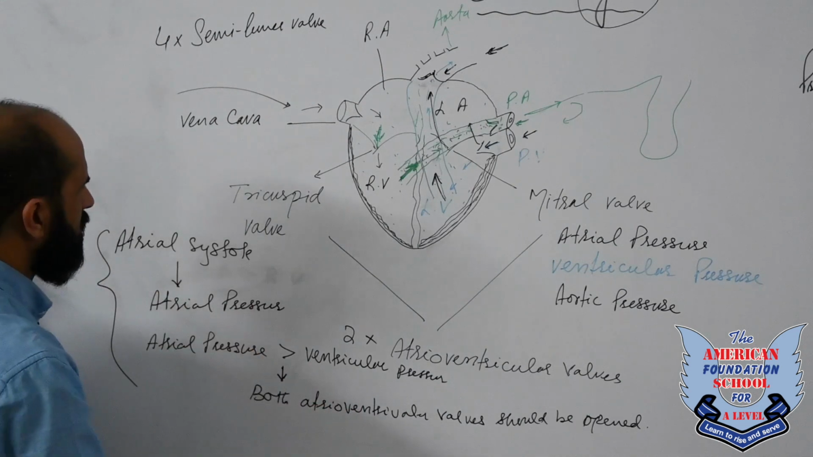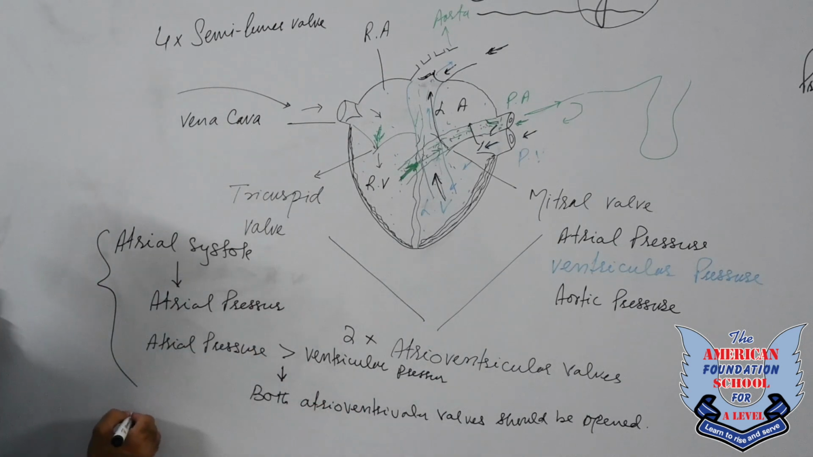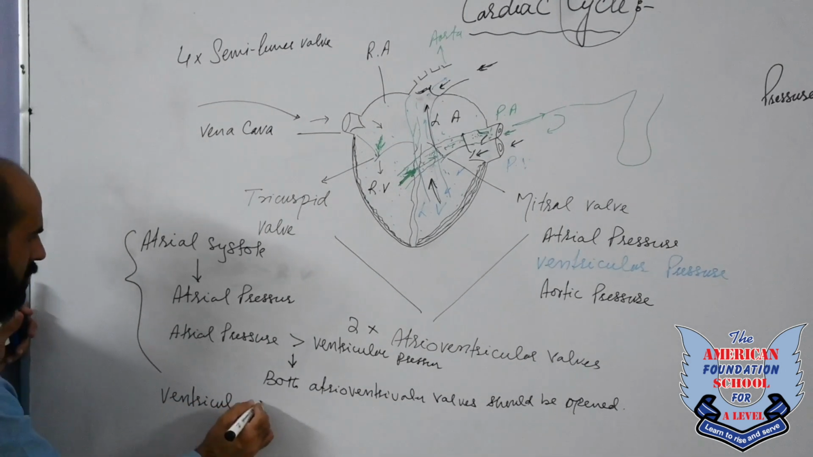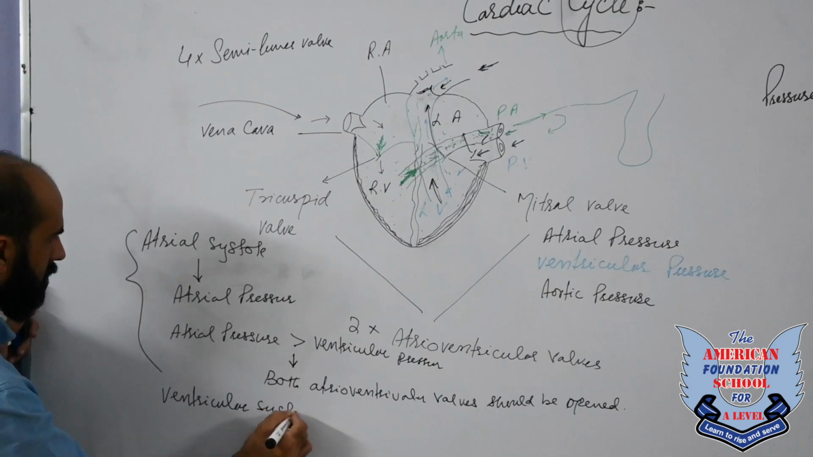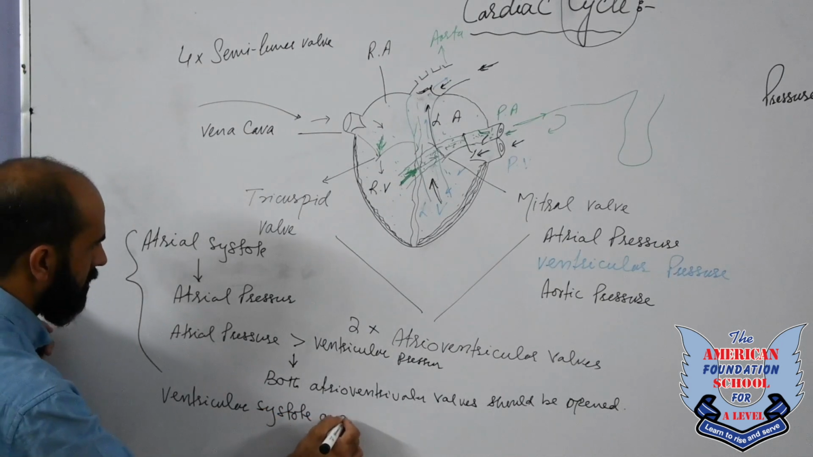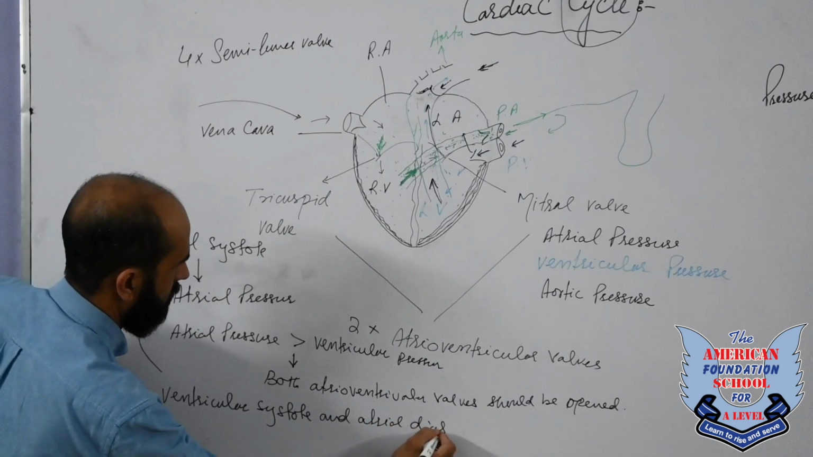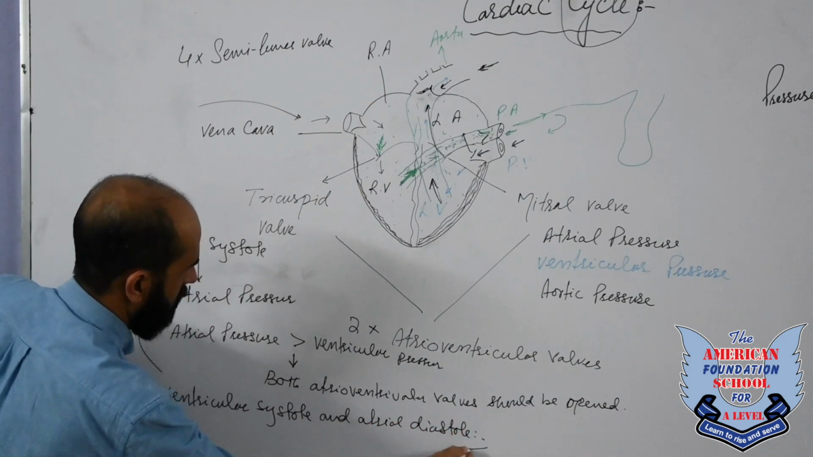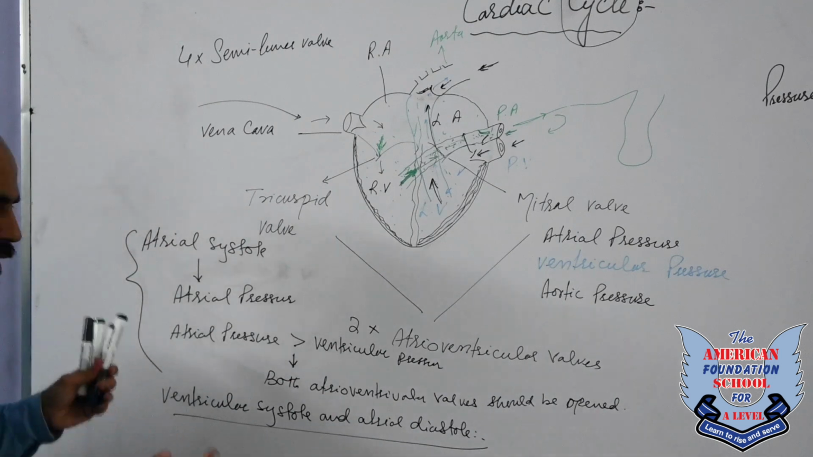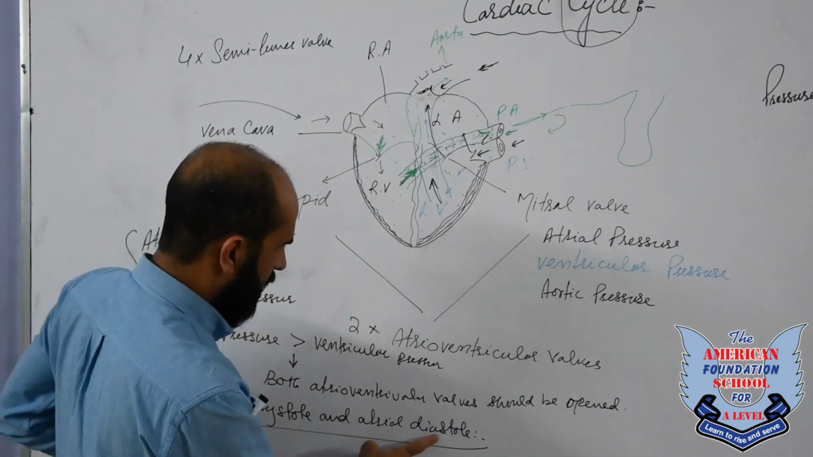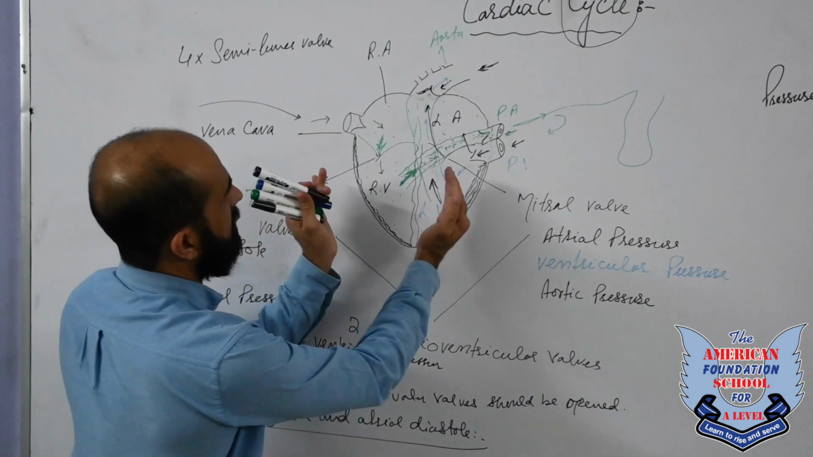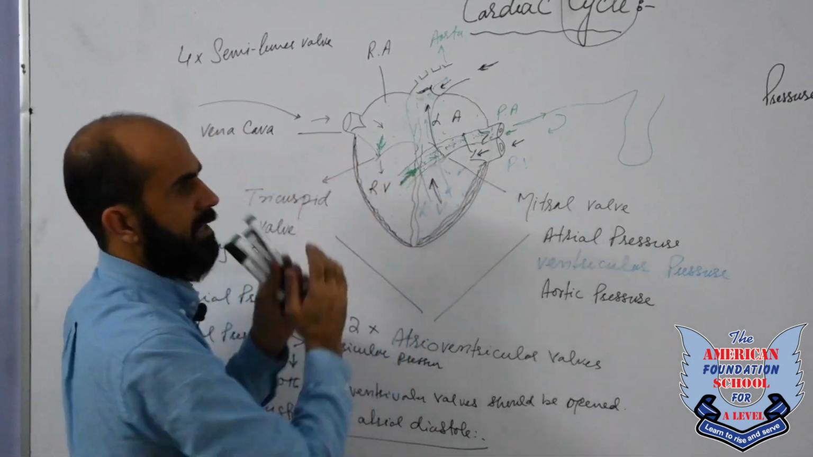Now after atrial systole, we have ventricular systole and atrial diastole. Because when the ventricle is going to contract, the atria will be relaxed. It's the time now for them to contract.